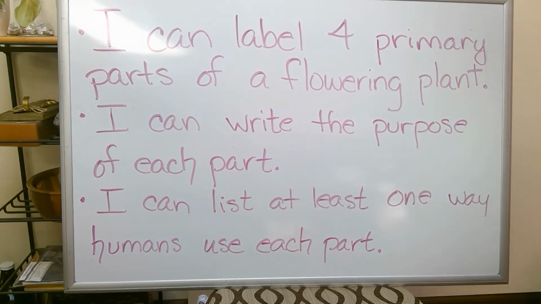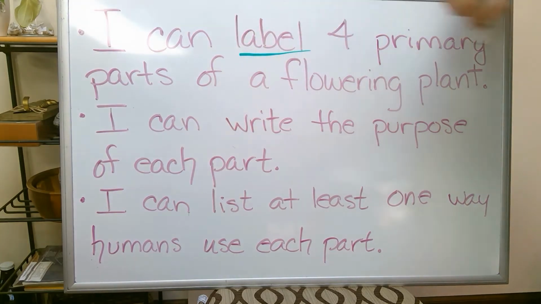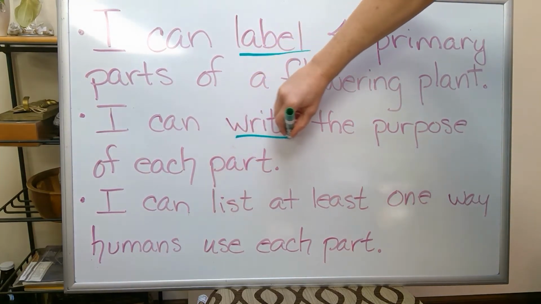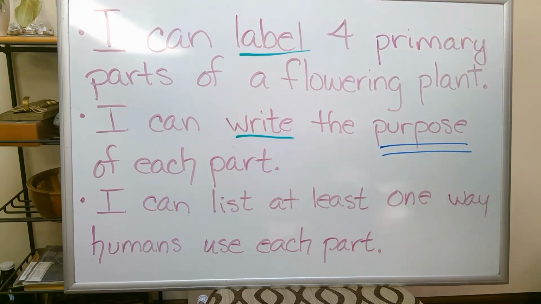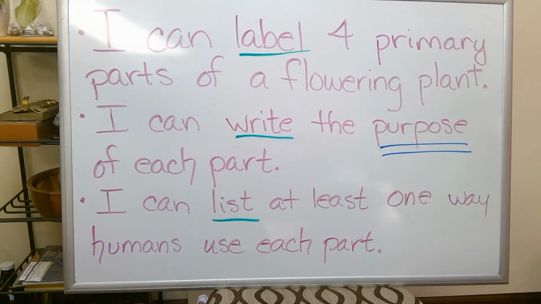So again, just like in class, we begin with I can statements. I can label, that's our action word, so you know what you're doing, 4 primary parts of a flowering plant. I can write the purpose, and I will explain what purpose is later in the presentation, of each part. I can list at least one way humans use, and I'll be particular what that means, use each part.